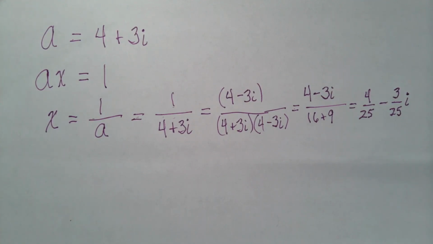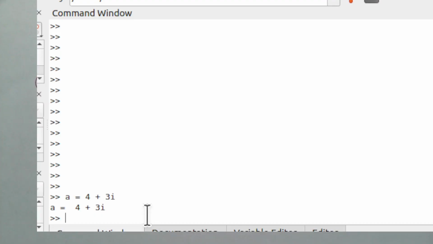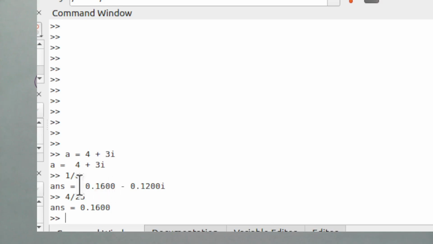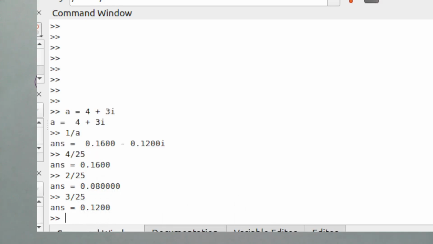Now let's do those same operations in Octave. First, I tell Octave my complex number, 4+3i. So if a is equal to 4+3i, then 1 divided by a is equal to this amount. The 1 divided by a was supposed to be 4/25 minus 3/25 i. And 4/25 is this number, and 3/25 is the 0.12 that we needed up here.